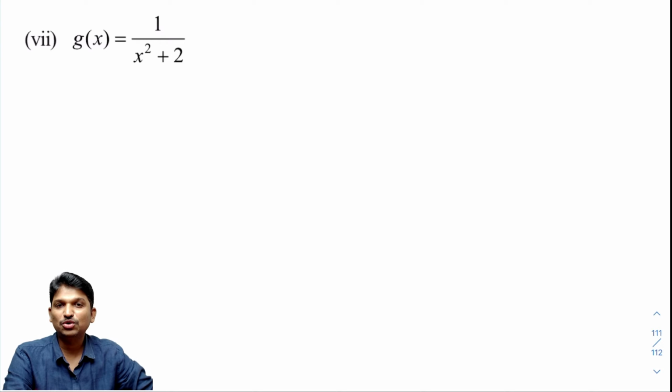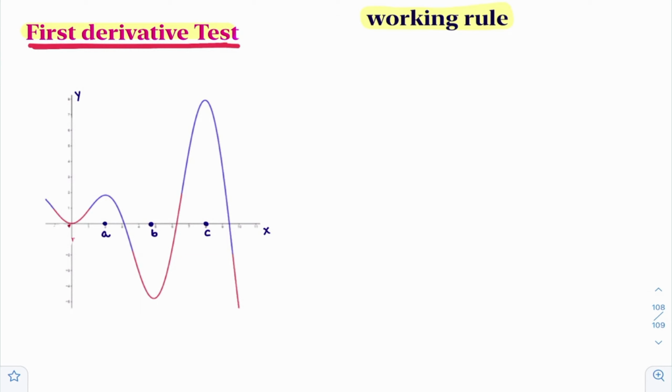In the first video of this maxima minima topic, I explained what the first derivative test is. By using the first derivative test, we can identify where the given function attains a maximum value or a minimum value, and what the maximum value and the minimum value of that function are. Now we are going to learn the working rule, how to use the first derivative test to identify where the function attains minimum values and maximum values.